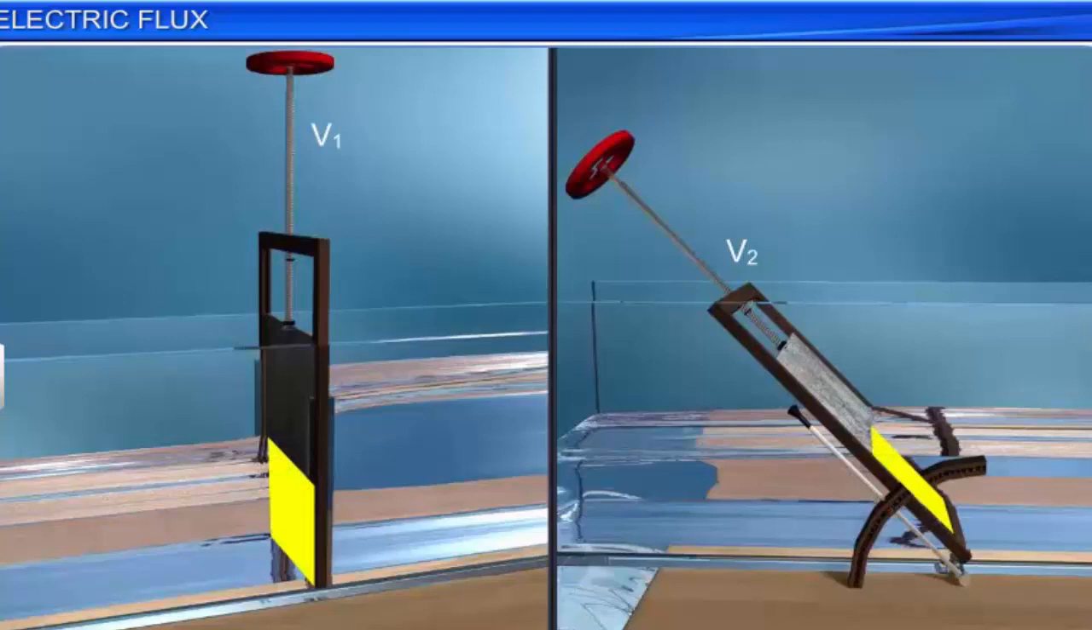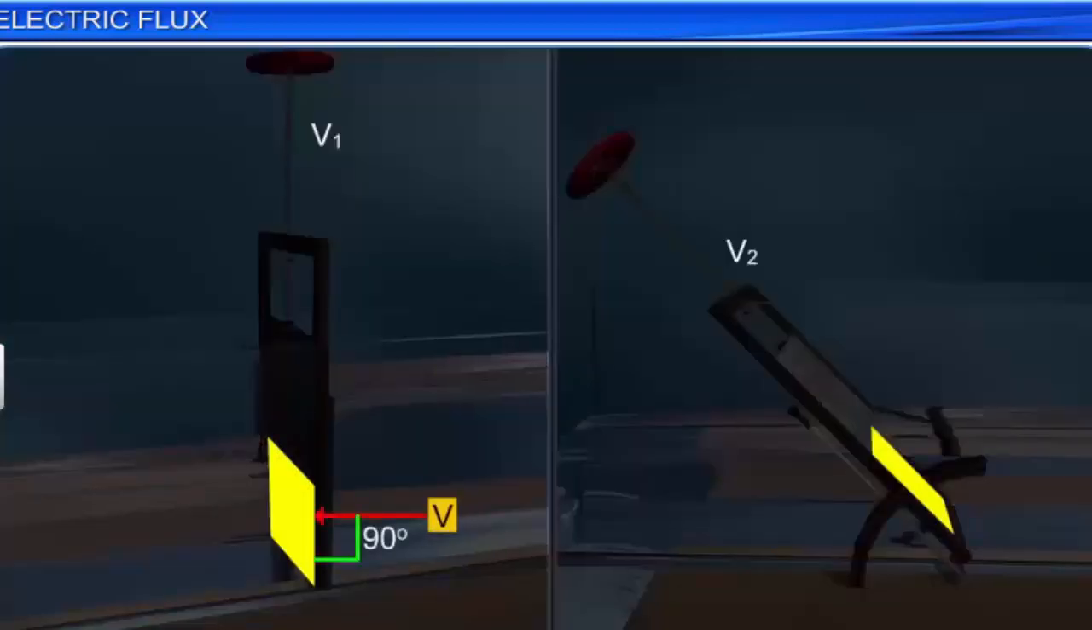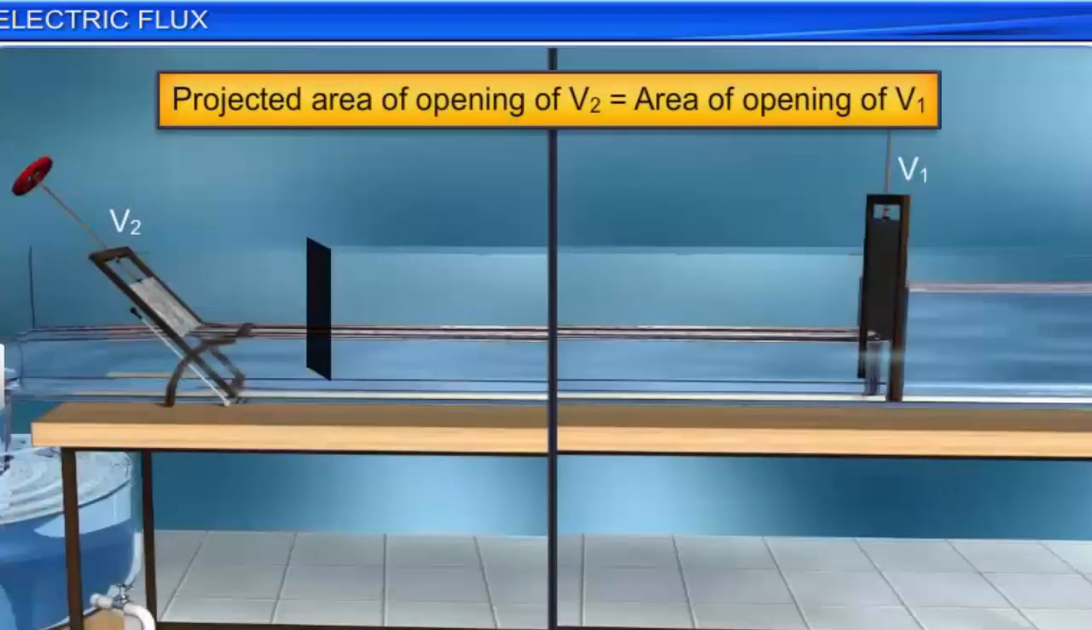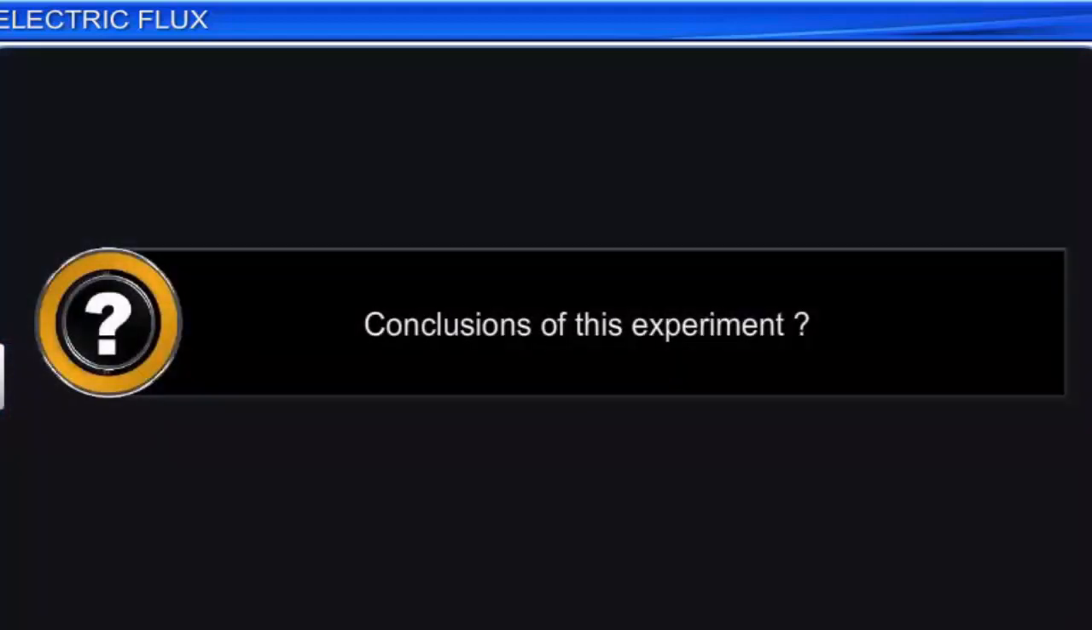V1 is kept perpendicular to the direction of flow of water, whereas V2 is kept at an angle to the direction of flow of water. The projected area of opening of V2 taken on a plane, which is perpendicular to the direction of flow of water, is equal to the area of opening of V1 that is kept perpendicular to the direction of flow of water. What are the conclusions that we can draw from this experiment?